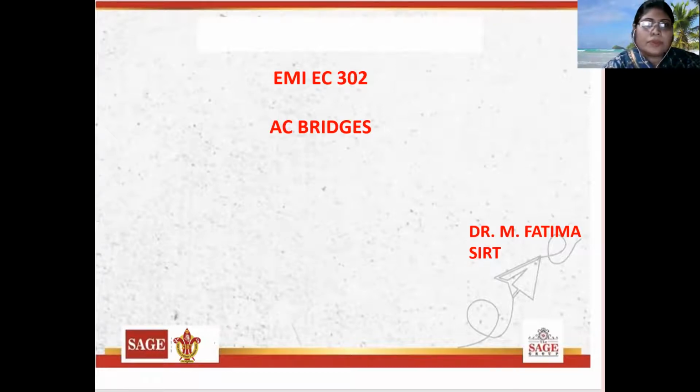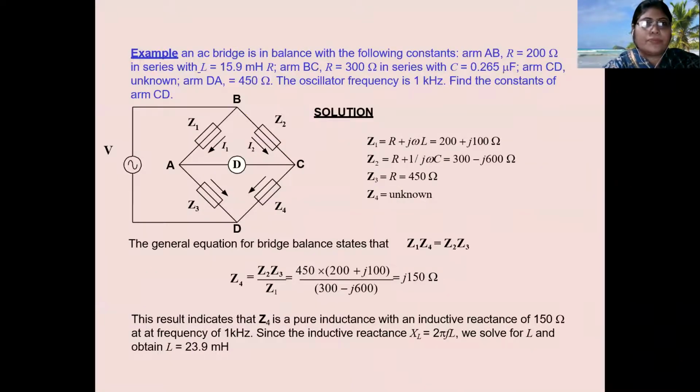Today I'm taking one more example of AC bridge. The example is an AC bridge in balance with the following constants. Arm AB has a resistance in series with an inductor, that is Z1, and arm BC has a resistance in series with a capacitor, so BC is Z2. Arm CD is unknown, this Z4 is unknown, and arm DA is equal to 450 ohm, a pure resistance. The oscillator frequency, that is the input frequency, is 1 kilohertz. Now, find the constants of arm CD, that is Z4.